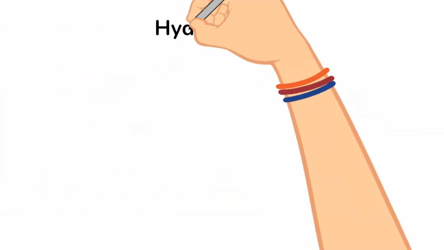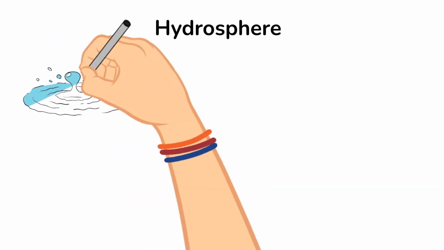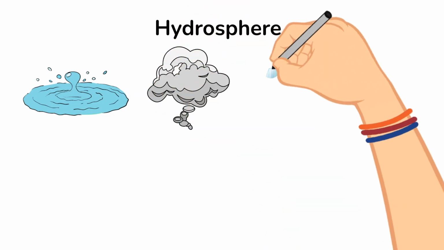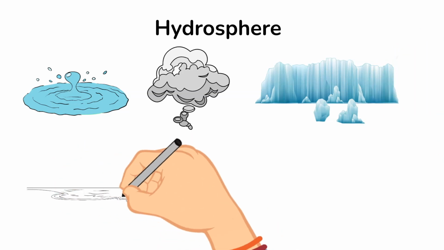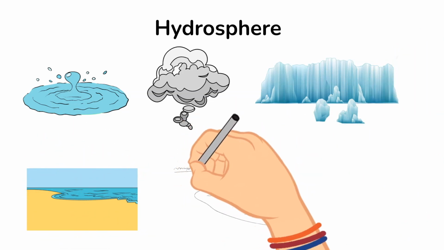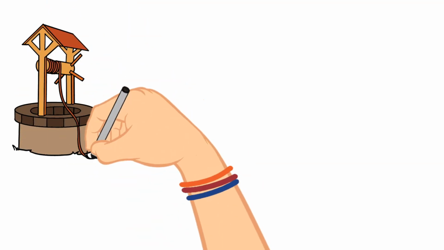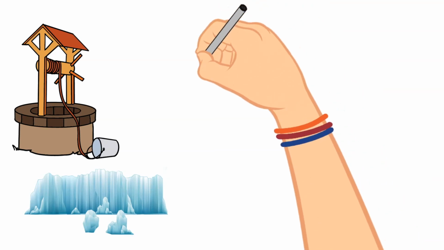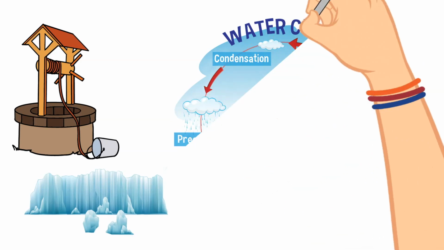Next up, let's actually talk about the hydrosphere. The hydrosphere is the total amount of water on Earth. So this includes water that is on the surface, like oceans, lakes, and rivers, but it also includes water that is underground, such as in wells and aquifers, and it also includes ice, as in glaciers, ice caps, and icebergs.